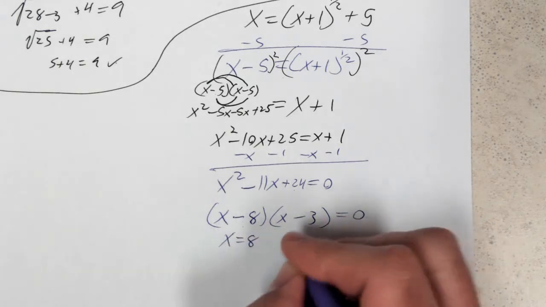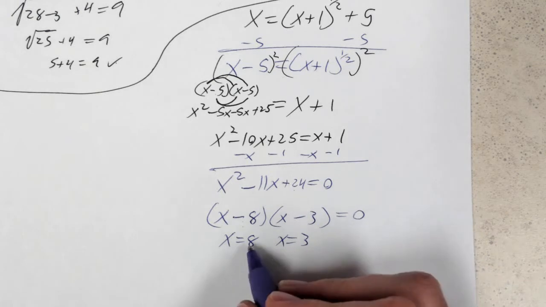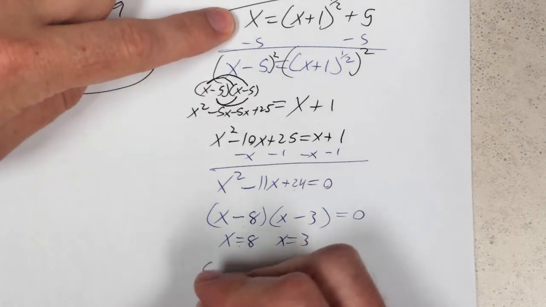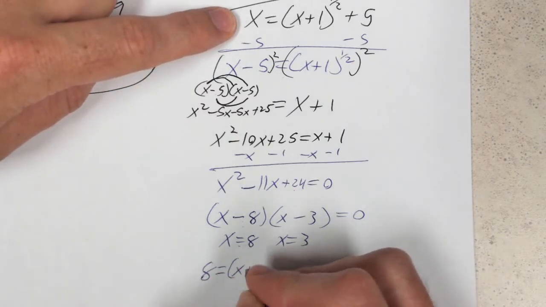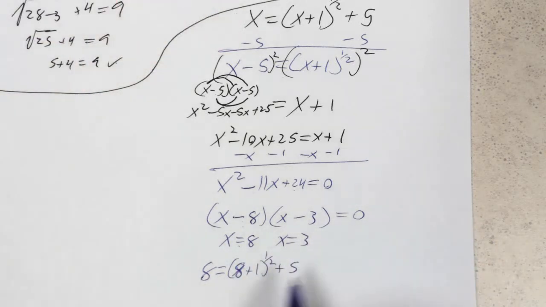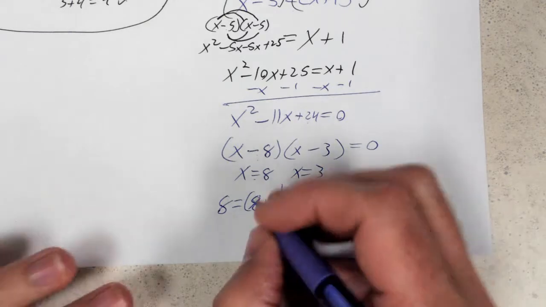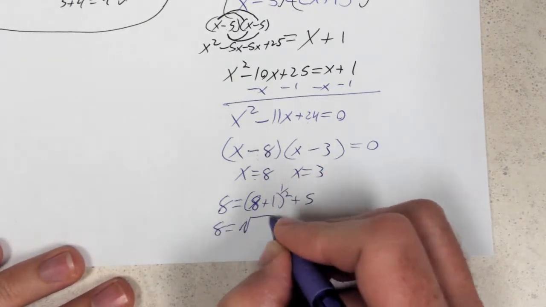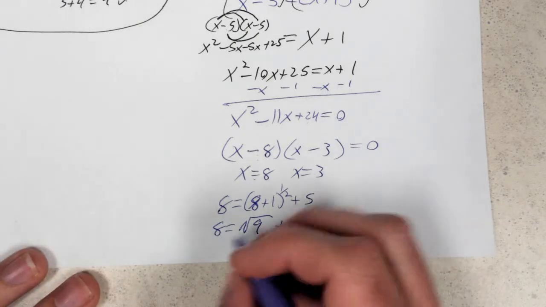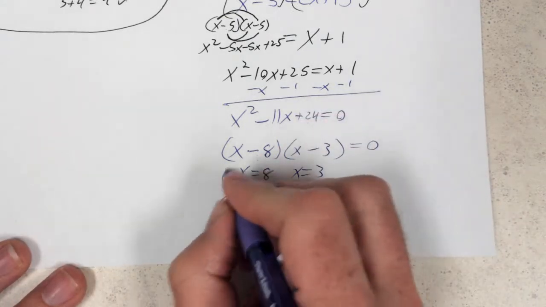We get x is equal to 8, x is equal to 3, and we want to go through and check. So our first check, let's check the 8, because it's our first one here. We're going to start all the way at the beginning. So 8 is equal to 8 plus 1 to the 1/2 plus 5. What's 8 plus 1? It's 9. So 8 is equal to the square root of 9 plus 5. Well, what's the square root of 9? It's 3. So 8 is equal to 3 plus 5. That works. That's perfect.